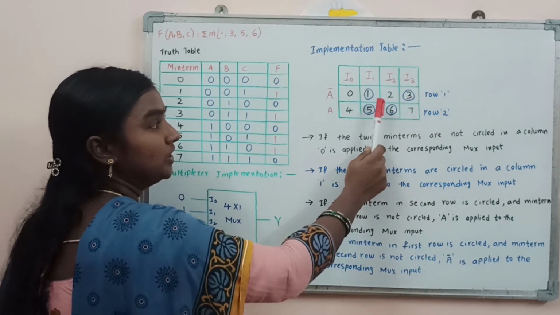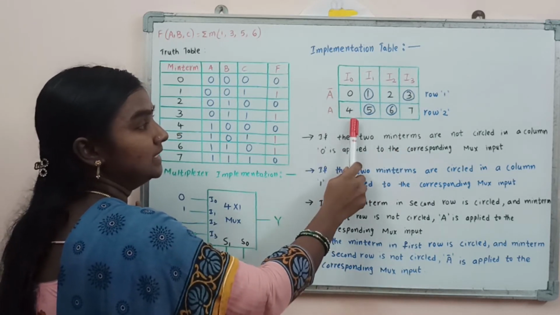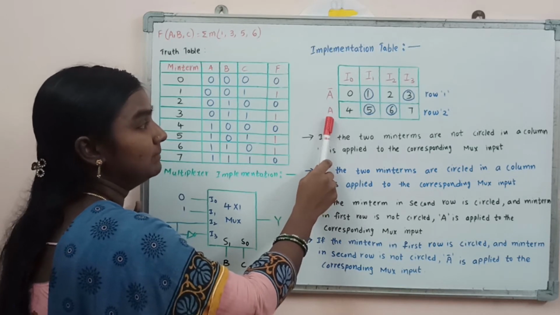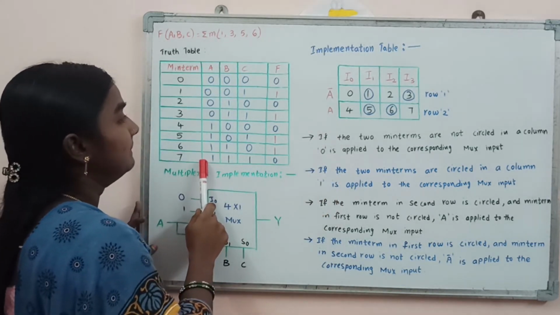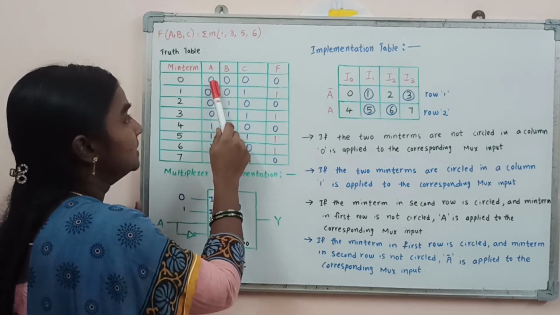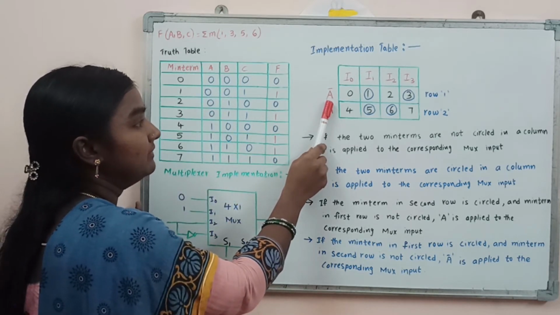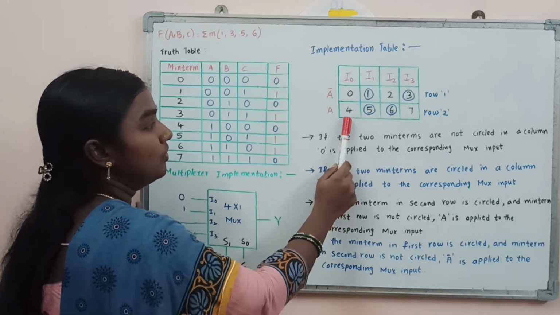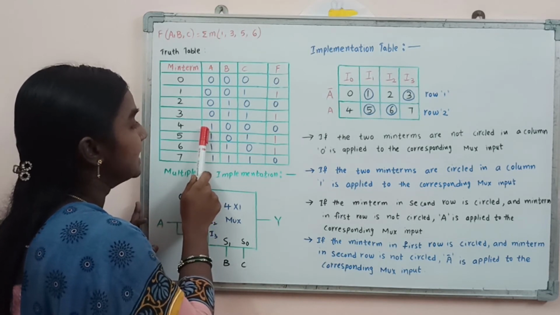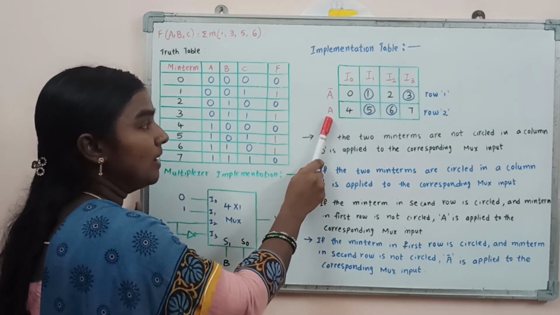In row 1, we list out all the minterms which have A as the complement variable. In the second row, we list out the minterms which have A as the variable. If we see this truth table, for the minterms 0, 1, 2, 3, A is 0, which means we assign A complement for these 4 minterms. For the second row, minterms 4, 5, 6, 7, in the truth table the A place has 1, which means we assign the uncomplemented variable A.